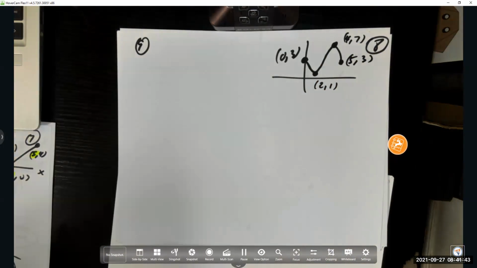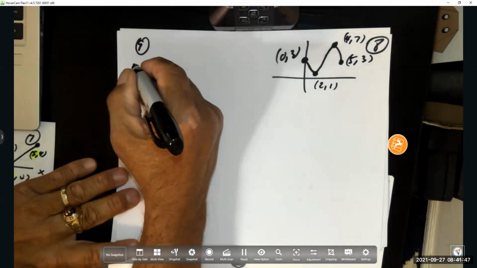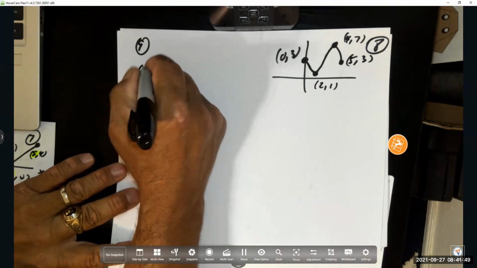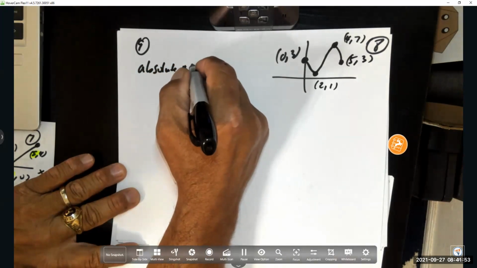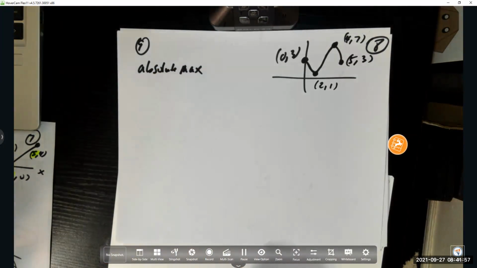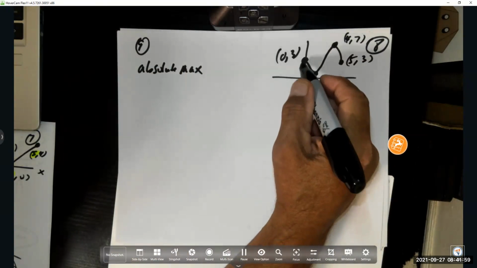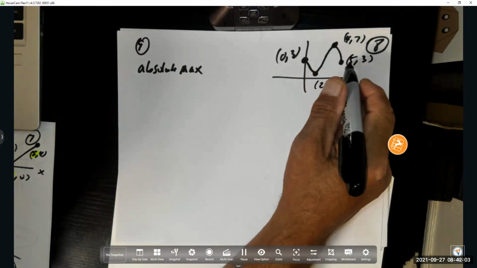Okay, so now let me tell you what they're gonna ask you for. They're gonna ask you for the absolute max, the highest one of all those dots right there. Which is the highest dot? Is it 0, 3? No. Is it 2, 1? No. Is it 4, 7 or 5, 3? Which is the highest dot?